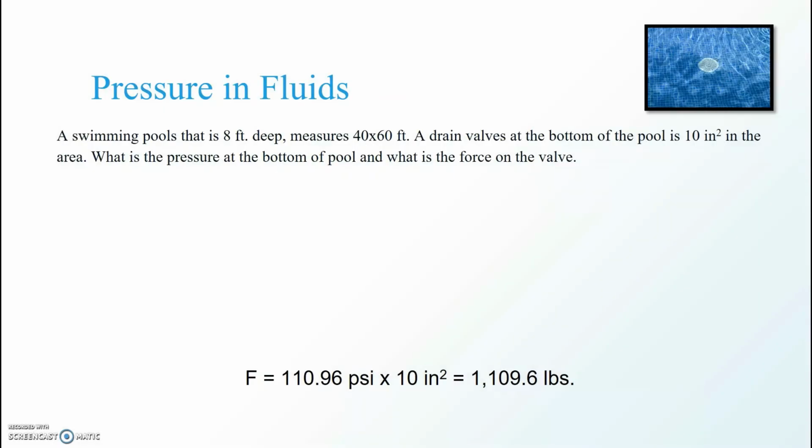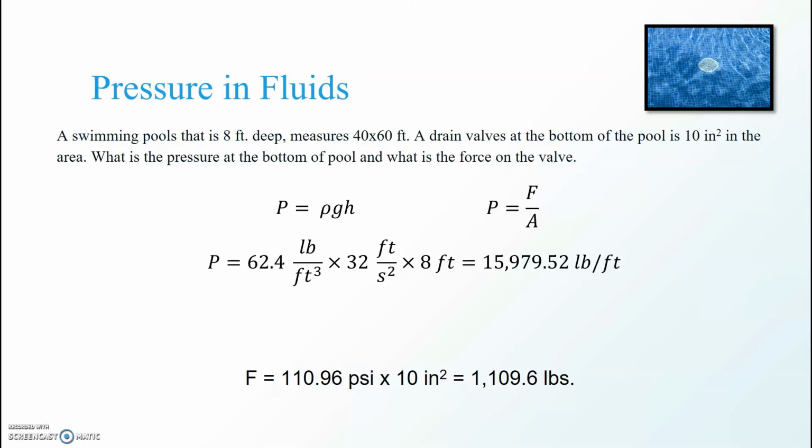Now, pressure of a fluid. A swimming pool that is 8 feet deep measures 40 by 60 feet. A drain valve at the bottom of that pool is 10 inches squared. In that area, what is the pressure at the bottom of the pool, and what is the force on that valve? Okay, so we want the pressure. So pressure is rho g h, and it wants the force, so we're going to look at both equations.